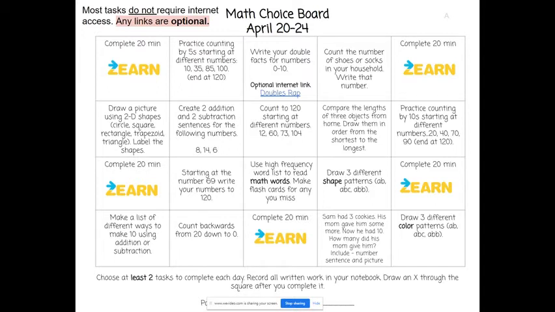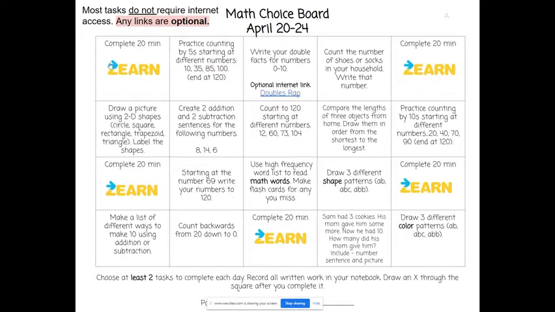There is a math choice board for this week and a math choice board for next week, and you'll see the date labeled at the top. There is an ELA choice board for this week and an ELA choice board for next week. There is also a units of study choice board, and I'll show you each of these in just a moment.